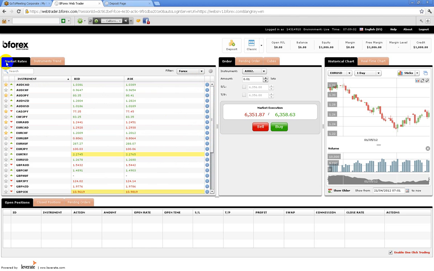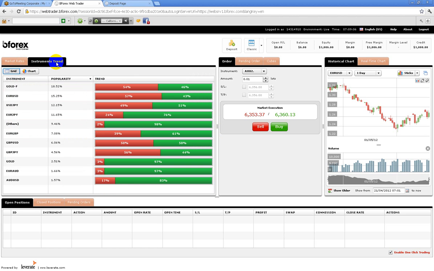Alright, now, next to market rates, you have instruments trend. Now, what exactly are instruments trend? It is a section of the platform that tells you which instrument is the most popular. For example, gold is the most popular at the moment. The second most popular at the moment is the Euro USD. So that you know exactly which is best to start trading, which is the least best, which brings you more profit, which gives you an opportunity of trading more professionally.